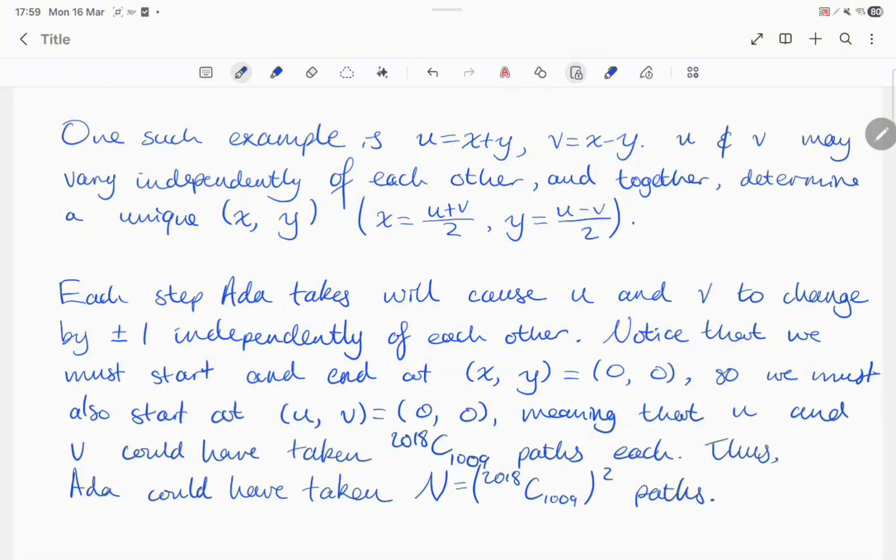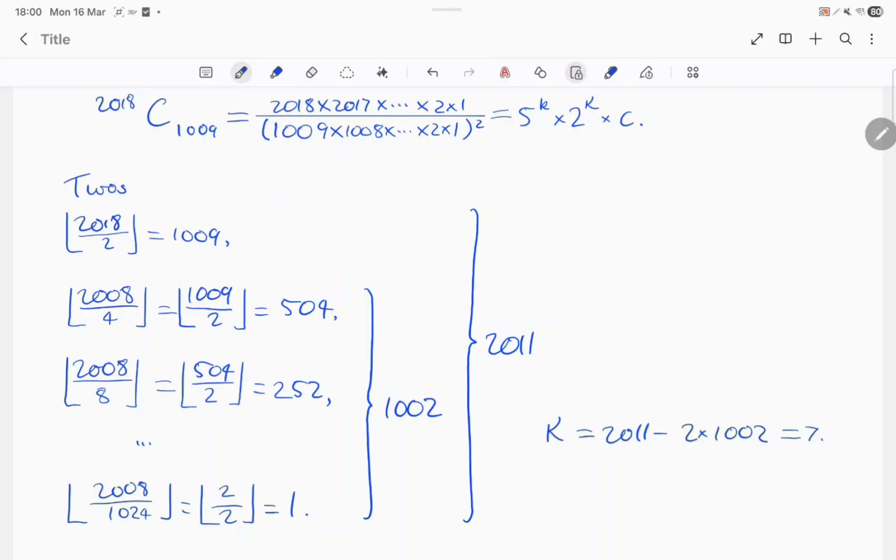All that's left is to now calculate the number of tens which appear in the prime factorization. Firstly, we will take a look at the component 2018 choose 1009. This is equal to the factorial of 2018 over the square of the factorial of 1009. We'll set this equal to 5 to the little k multiplied by 2 to the big K multiplied by c, where c is a number that does not contain 2's or 5's in its prime factorization.